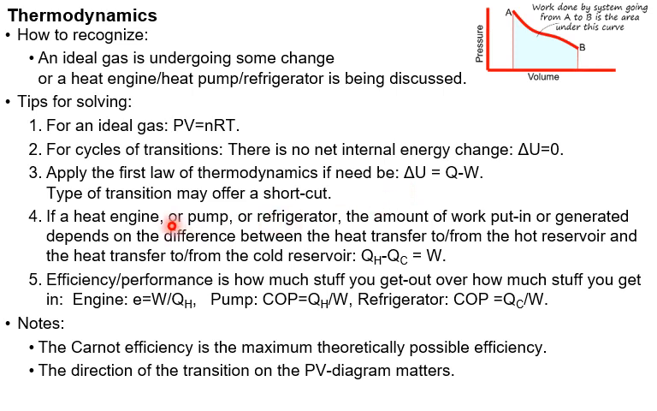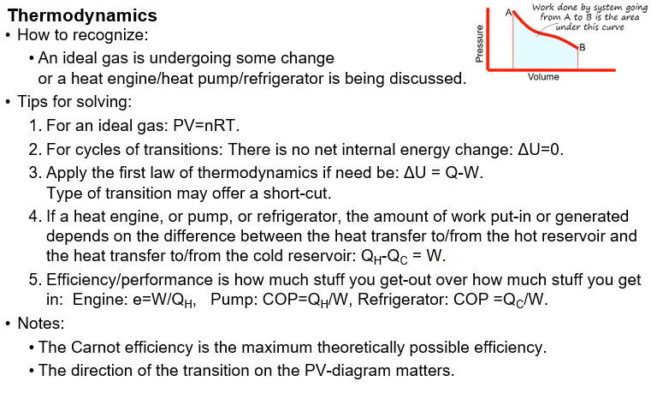If you have any heat engine, heat pump, or refrigerator, this is always true, right? The amount of work that's put in or generated is going to depend on the difference between the heat transfer to or from your hot reservoir and cold reservoir. So for instance, the heat flow between the engine or the refrigerator or the pump and the hot reservoir is going to be Q sub H. The heat flow to or from the cold reservoir and our engine or pump or refrigerator, that's Q sub C, and that is equal to the work done by the system.